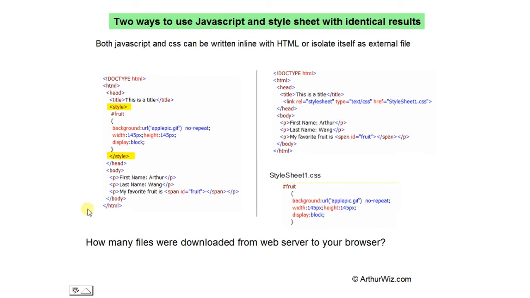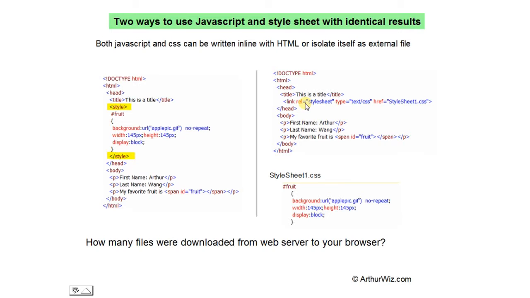And on the right hand side, this is two separate files, and one is with the HTML code, and on the bottom, this is a separate physical file that's downloaded from the web server. So both JavaScript and CSS can be written inline with HTML, or it can be separated as an external file.